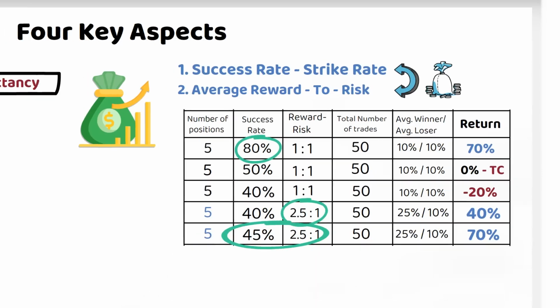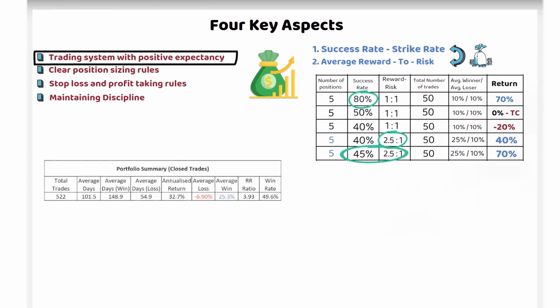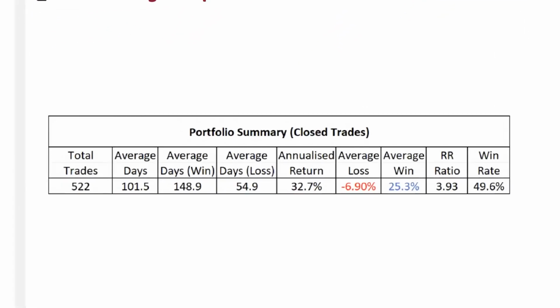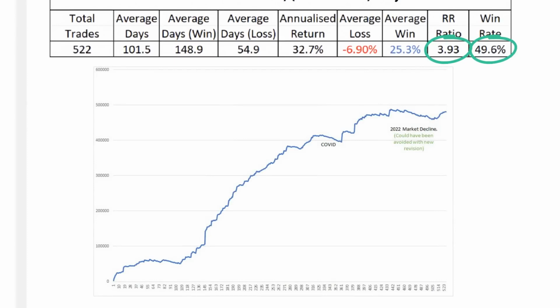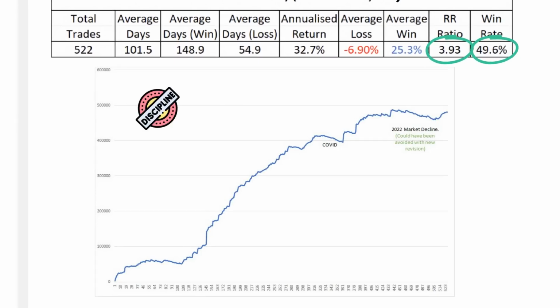To help you visualize how equity could grow through a system of positive expectancy, you can see my stats over the last 8 years. You can see that currently I have just under a 50% success rate, but with a reward-to-risk ratio of almost 4 to 1. Such stats resulted in this equity curve. Remember, however, the hidden factor is having the discipline to follow the rules during periods of lackluster performance.